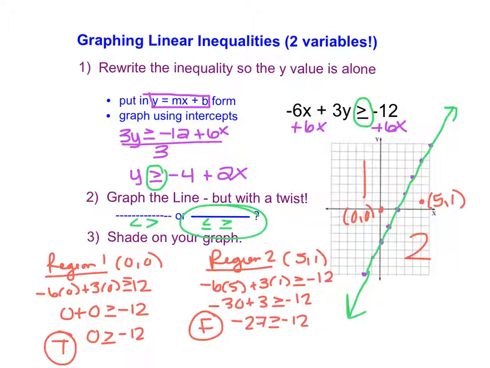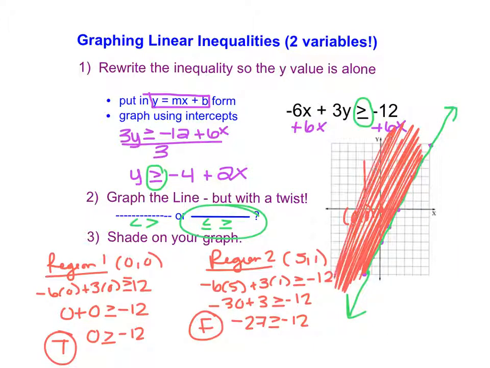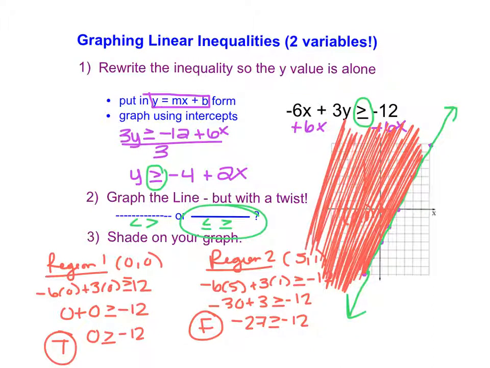So because the point that I have in region 2 does not work in that inequality, I'm going to shade towards the point that does work, which is the point 0, 0. As I'm shading, I'm noting that every single point that I'm shading over, every single point on this side of the line, is a point that is going to make my original inequality here true.